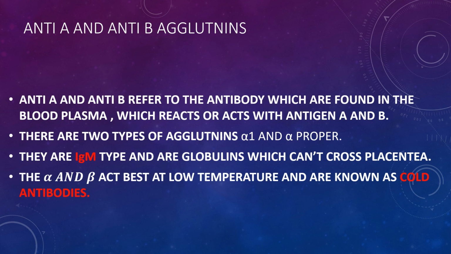There are two types of agglutinins, alpha and beta. They are IgM type globulins, which cannot cross the placenta. The alpha and beta act at low temperature and are known as cold antibodies. The only type of antibody which can cross the placenta is IgG. It is important to know this fact.